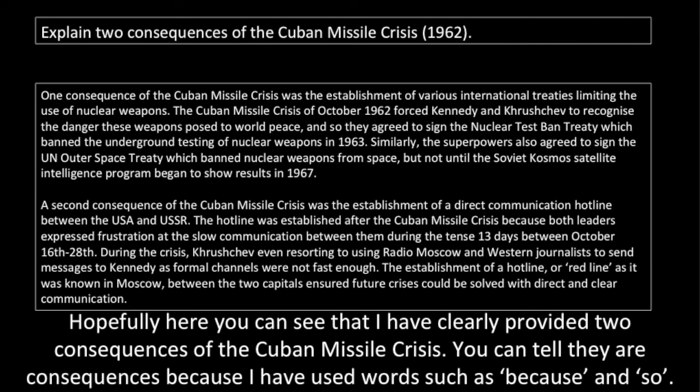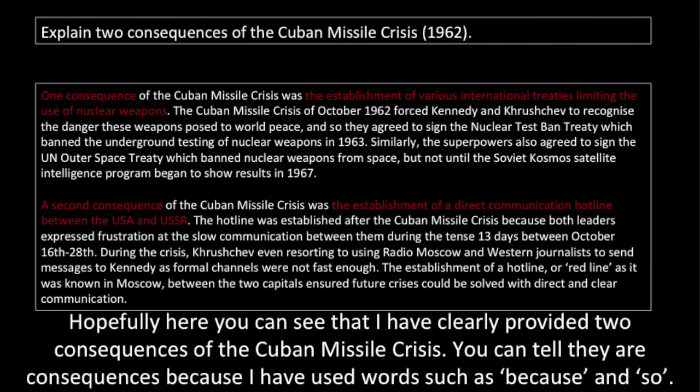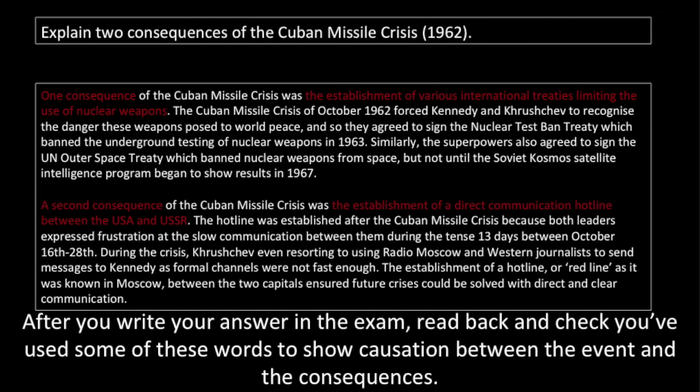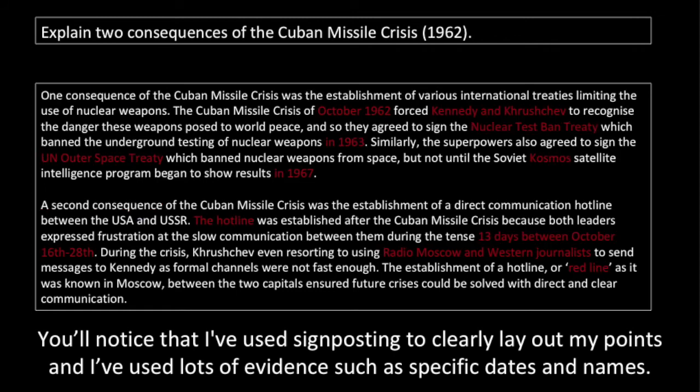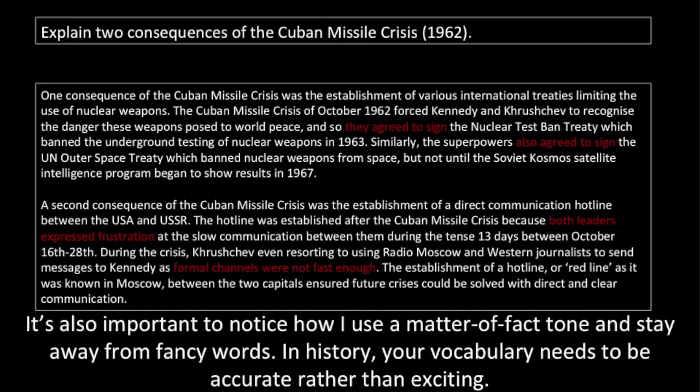Hopefully here you can see that I have clearly provided 2 consequences of the Cuban Missile Crisis. You can tell they are consequences because I have used words such as because and so. After you write your answer in the exam, read back and check that you've used some of these words to show causation between the event and the consequences. You'll notice that I've used signposting to clearly lay out my points, and I've used lots of evidence such as specific dates and names. It's also important to notice how I use a matter-of-fact tone and stay away from fancy words. In history, your vocabulary needs to be accurate rather than exciting.